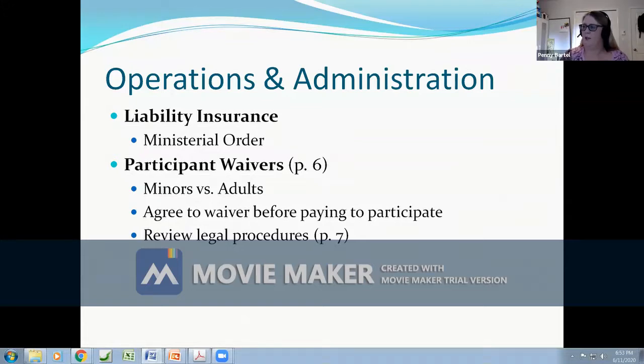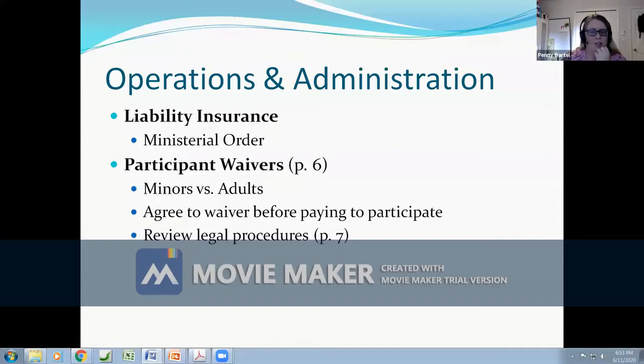There was a lot of information provided in the book about the waivers and when they should be used, and background information about pros and cons and ins and outs and everything. So I would encourage everybody to really review all of this. But in general, there's different waivers for minors or adults. You have to have the right waiver for the right person.